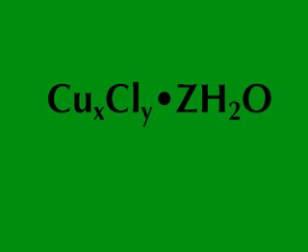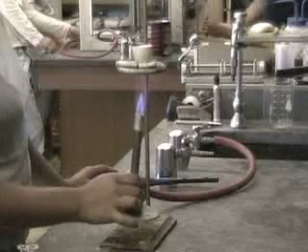In this lab, we are trying to find the chemical formula of copper chloride hydrate. We want to find the mole ratio of the copper to the chloride to the hydrate, which are represented by the X, the Y, and the Z in this formula. In order to find the moles, we need to find the mass of each of the components.